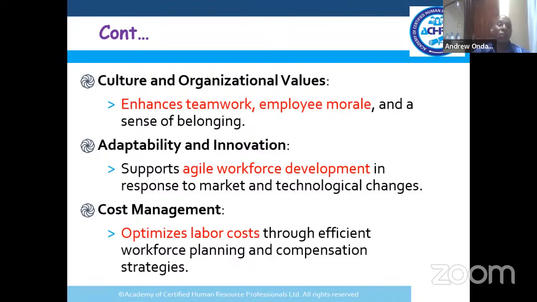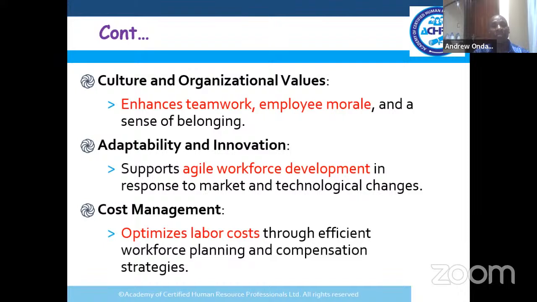The other aspect of strategy that contributes to organizational success is cost management. As I indicated, cost is one of the key factors that organizations look at with a view to reducing. So we need to optimize labor costs through efficient workforce planning and compensation. I can also expand this cost optimization by looking at training, by also looking at the working conditions, and also looking at the work environment.